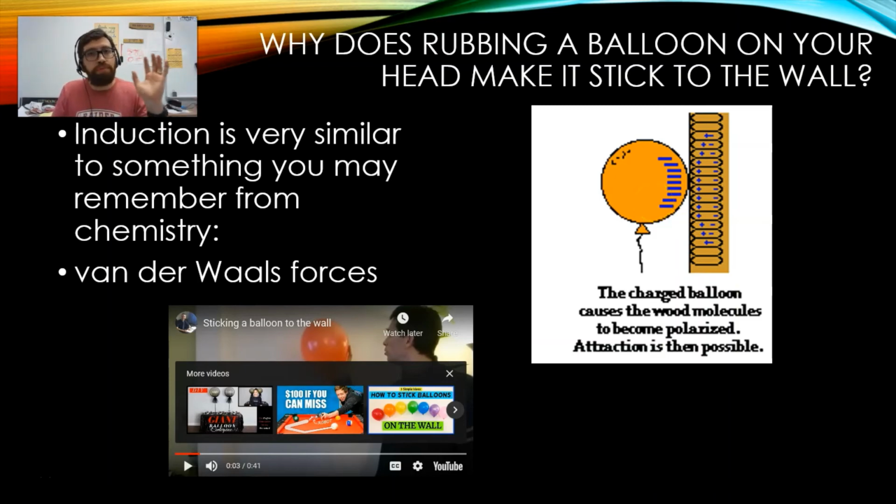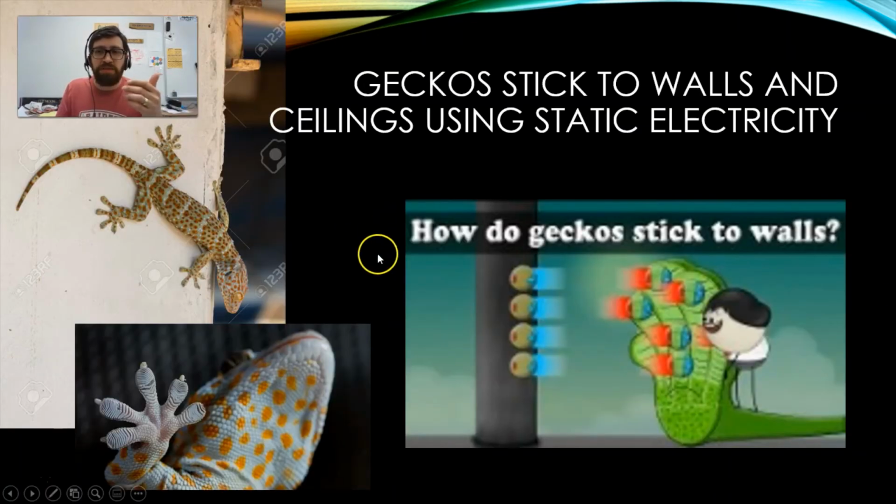You might have noticed that he put that surface on the wall, and what it does is the presence of this negative drives all of the negative charges in the wall, drives all of the electrons away. They're going to go away as far as they can get. And what it does is it leaves the surface of the wall, those protons stayed there, basically positively charged. And so now we can get this attraction because the negative surface of the balloon is attracted to the positive surface of the wall. That's kind of like van der Waals forces, and geckos do the same thing.